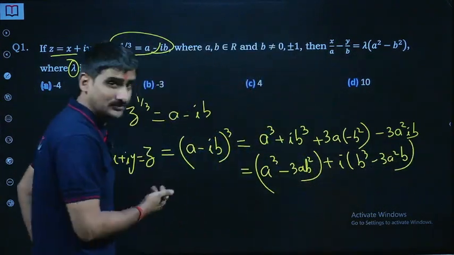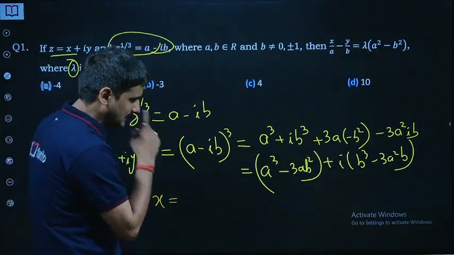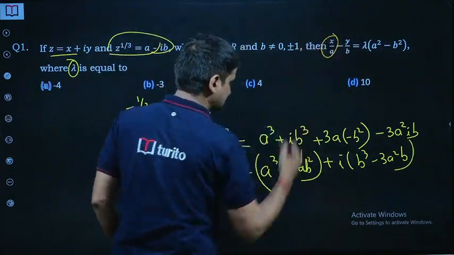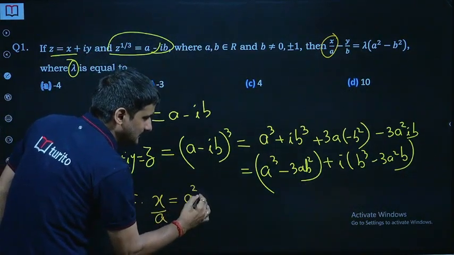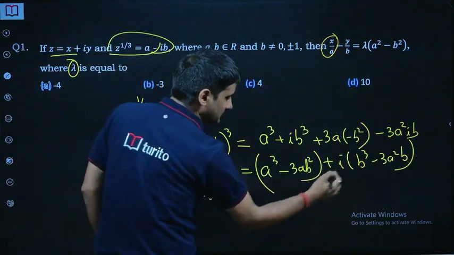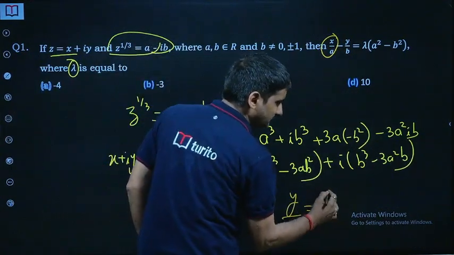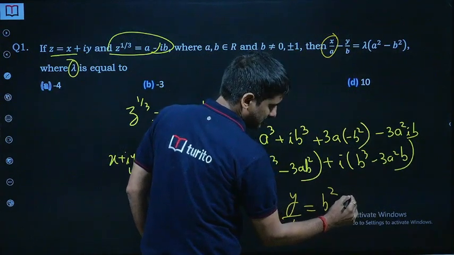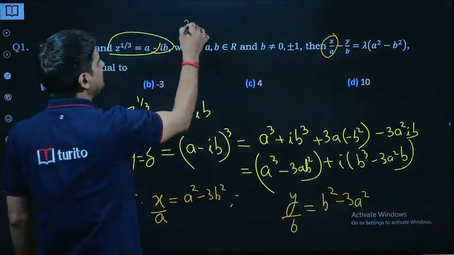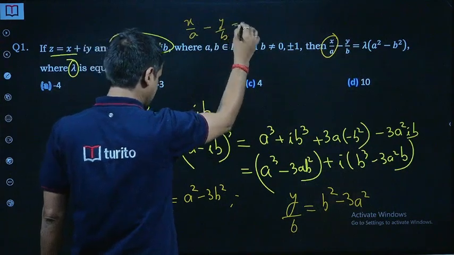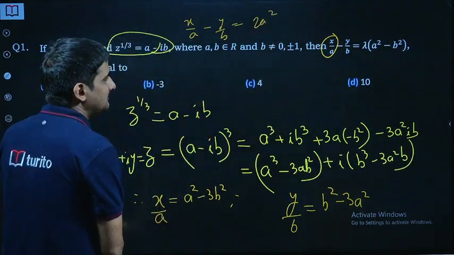We just equate it. So how much is x here? When you equate the real part, you take a common. See, we need x by a, so take a common. x by a is nothing but a square minus 3b square. Similarly, when you equate the imaginary part and take b common, because we need y by b, it is nothing but b square minus 3a square. Now we need its difference. So what do we need? We need x by a minus y by b. So a square minus 3a square is 2a square, and then minus 3b square minus b square.